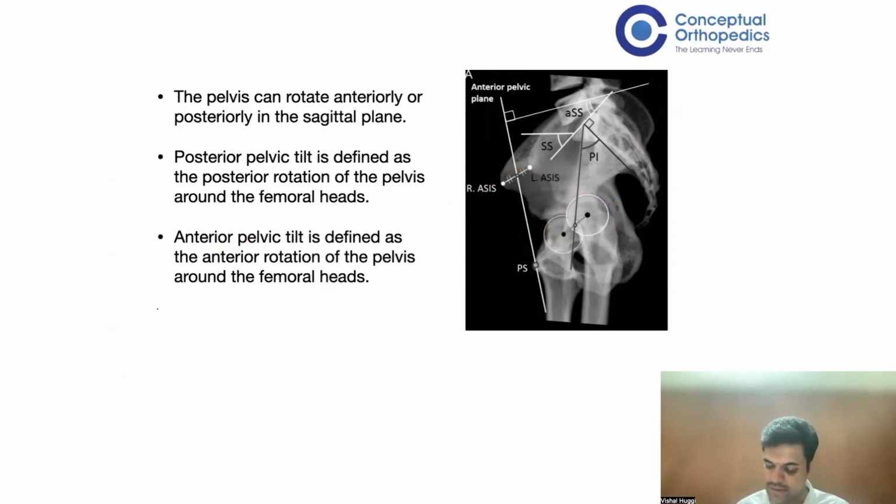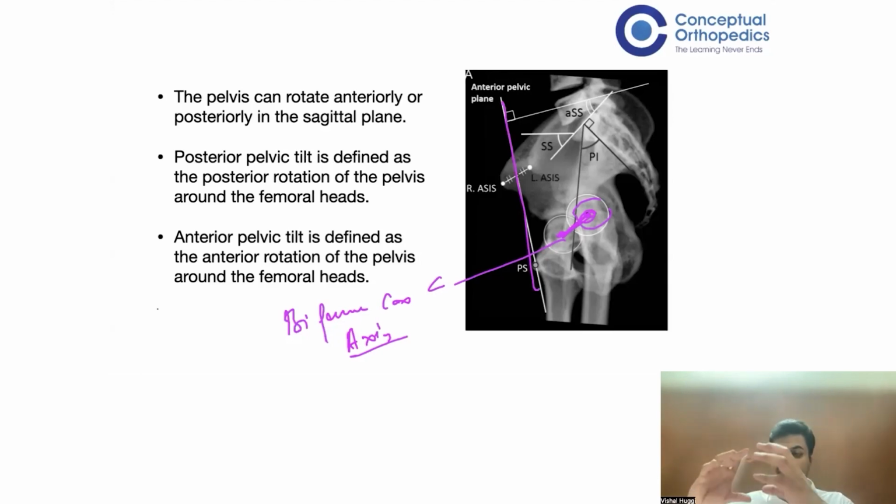Two things you have to understand: the anterior pelvic plane, and the center of one femoral head and the center of the second femoral head. We call this the bifemoral coxa axis, or coxa femora axis. We have two femurs, and coxa means head. That axis is called the bifemoral coxa axis. Along with that, the pelvis can either move up or move back.